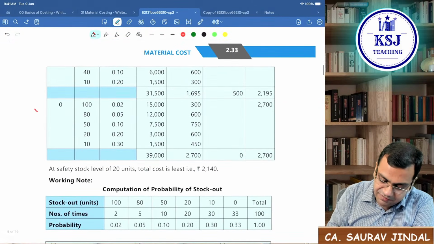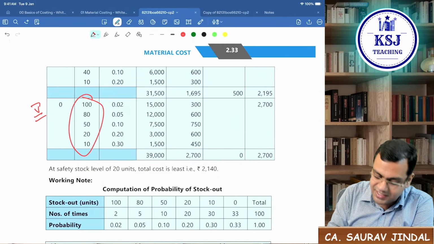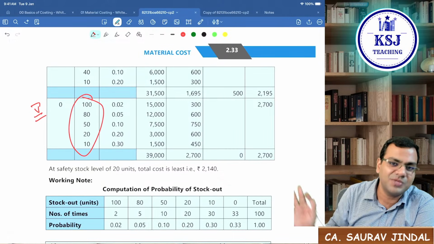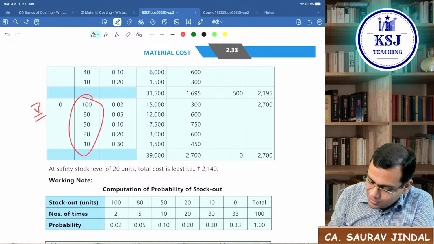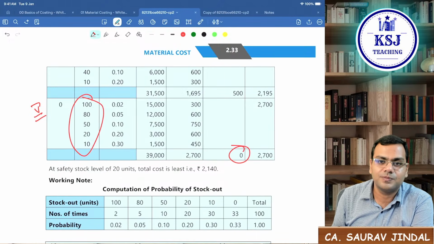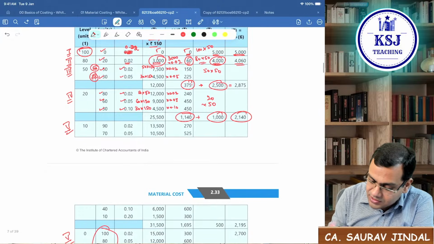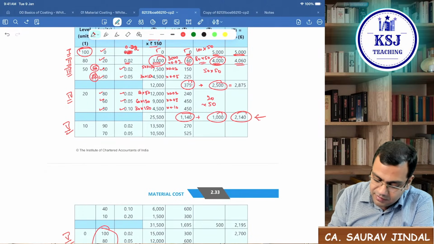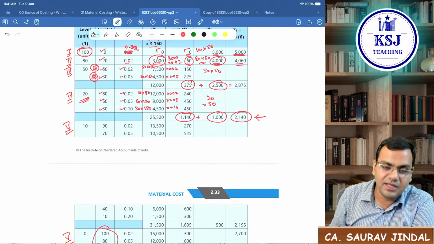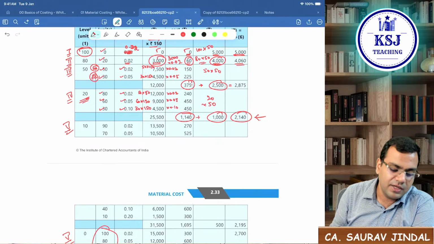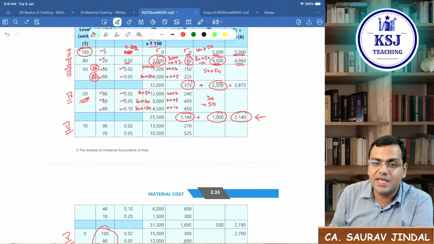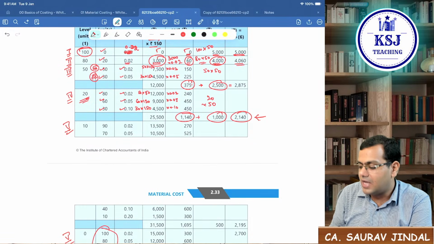Last case is if it is 0, then everything is a stock out. Whatever the demand comes, it is a stock out. Then the carrying cost will be 0. So if you look at this, your cost is the least here. When you have 20 units as a safety stock, at that point of time, your expected stock out cost and your carrying cost is the least.